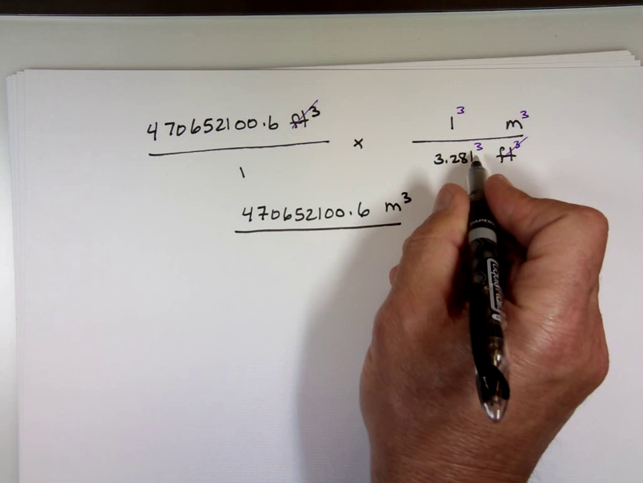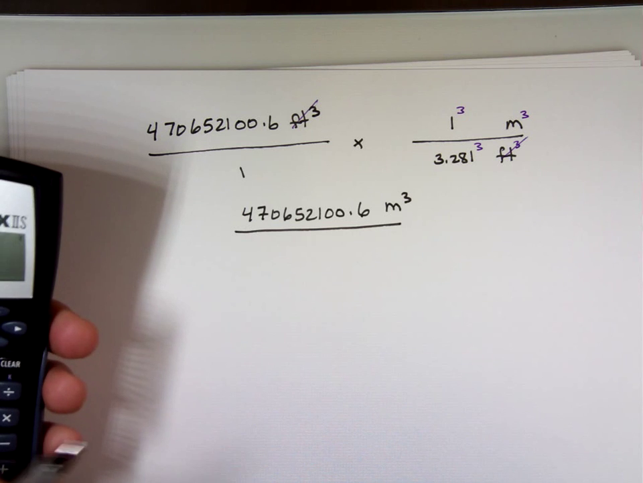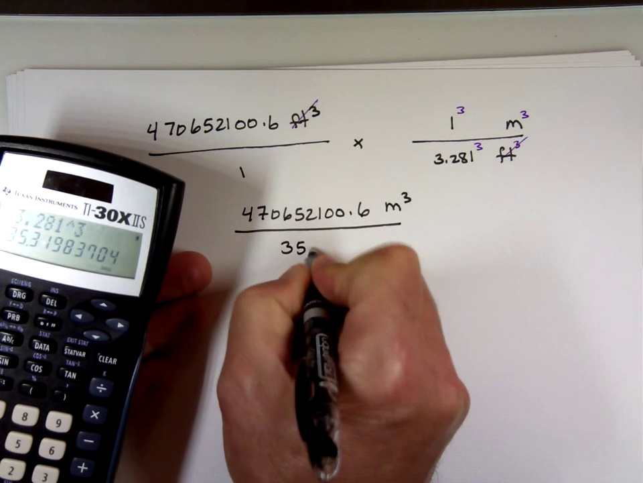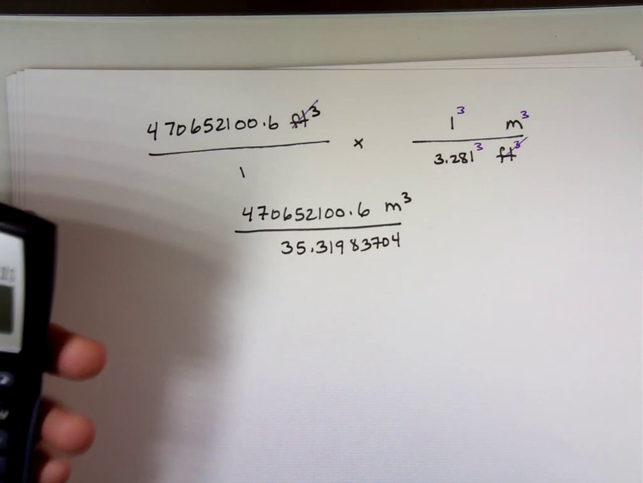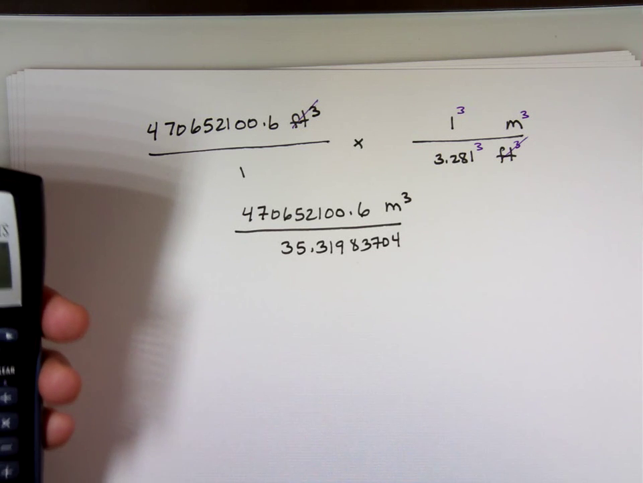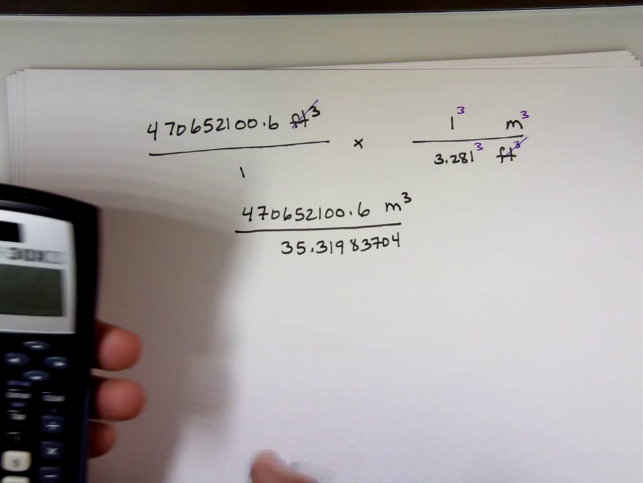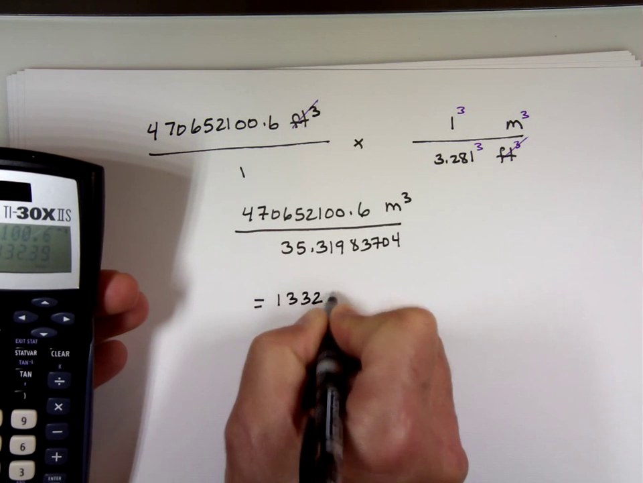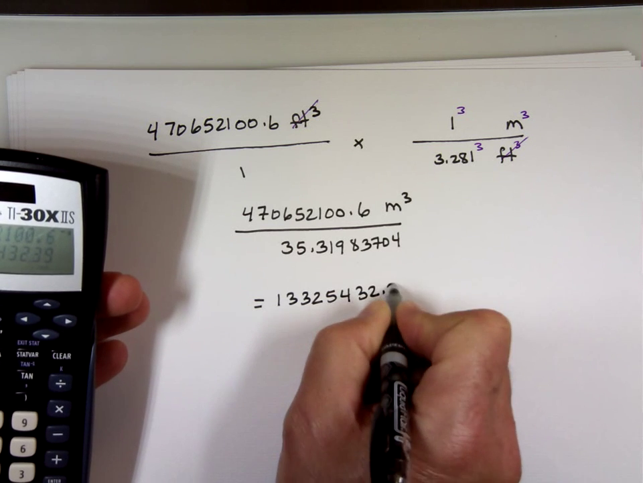3.281. You've got to cube that. 3.281 to the power 3, and it's 35.319833704. So let's divide that. 470652100.6 divided by that number, and the answer is 13325432.39 cubic meters.